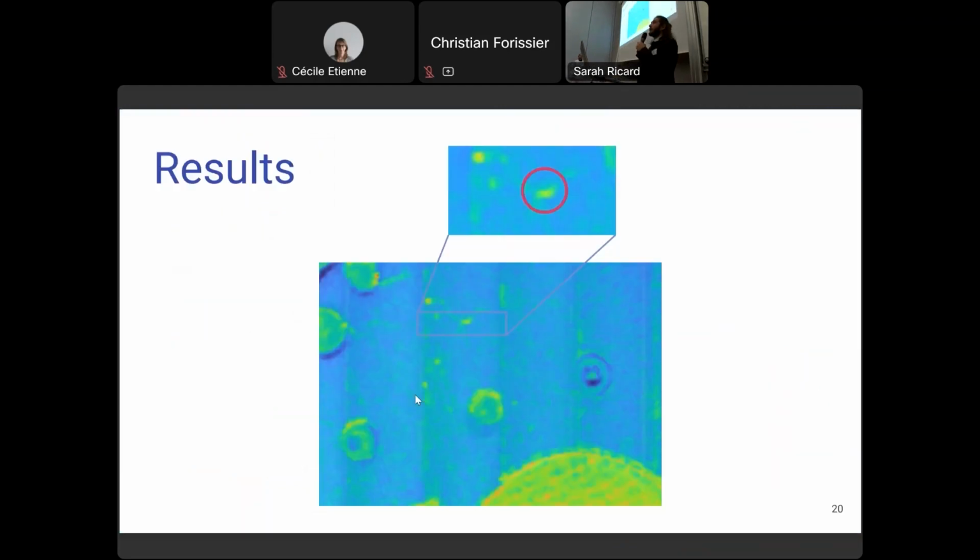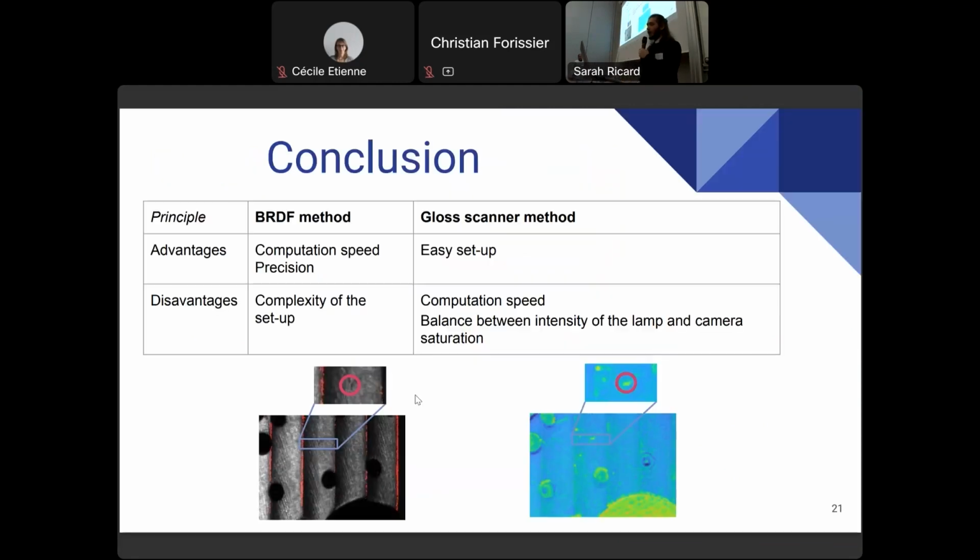Then we mapped all these values of area of each pixel on the photos, and we were able to spot all the variations of gloss properties of the sample, and we were able to find the same spot as the other method. However, because we need the best resolution, we were limited to one range of gloss level at a time because of the focus and saturation of the camera.